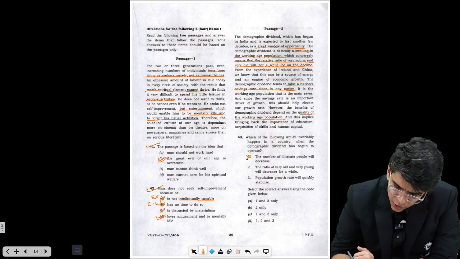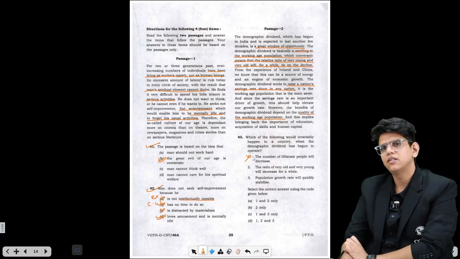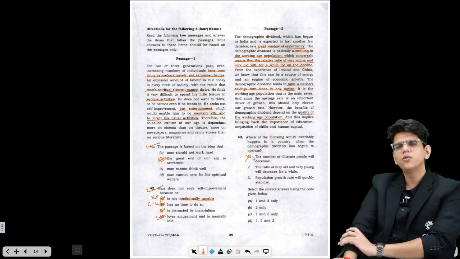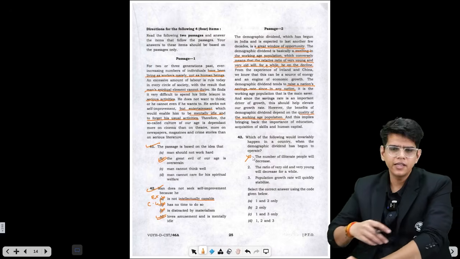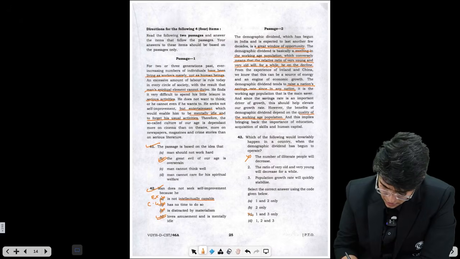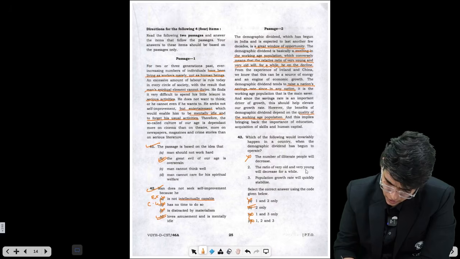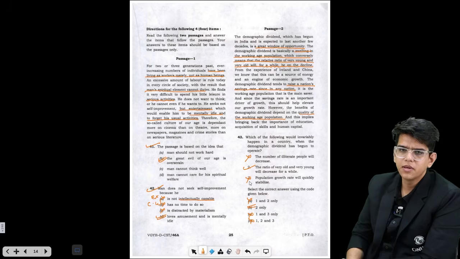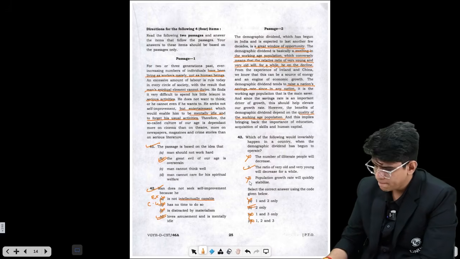We can't say for sure that it will decrease, right? If the population is increasing, more population is coming in the working age, that doesn't mean that illiterate people will decrease. So 1 can't be the answer. Okay, the only option is option B. The ratio of very young and very old will decline for a while, right? Population growth rate will quickly stabilize. It won't stabilize. Okay, so option B.